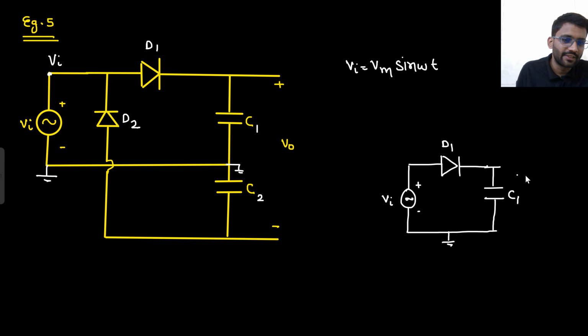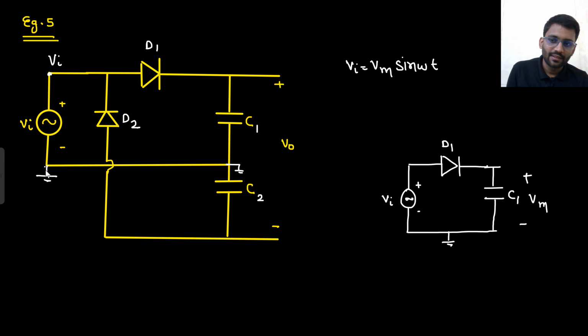So what will be the steady state value here? Plus Vm. That will be plus Vm. So what did I get to know? This is one circuit that is available, and this will be plus Vm. There is one more circuit available.